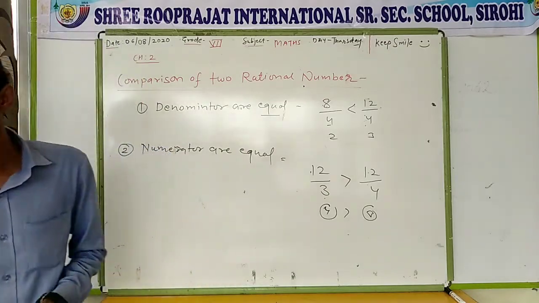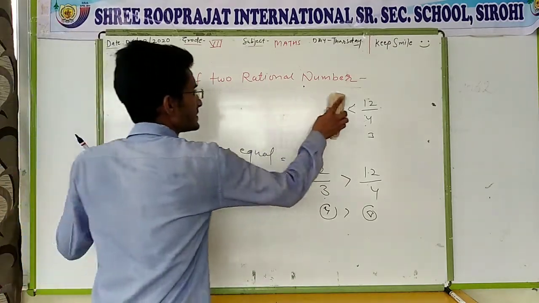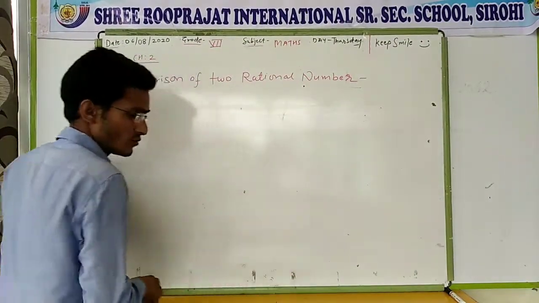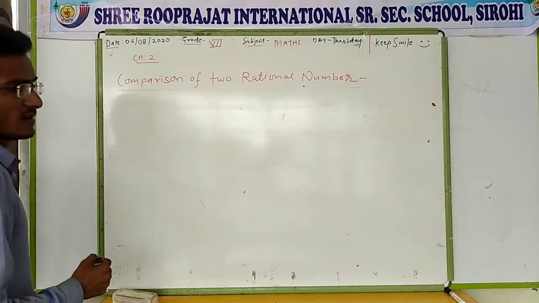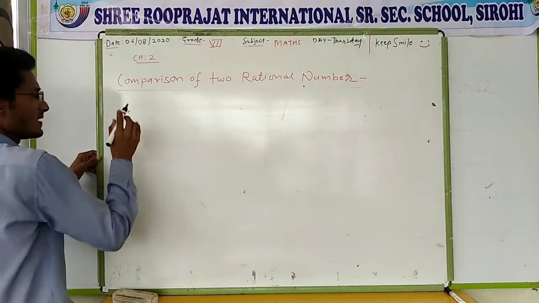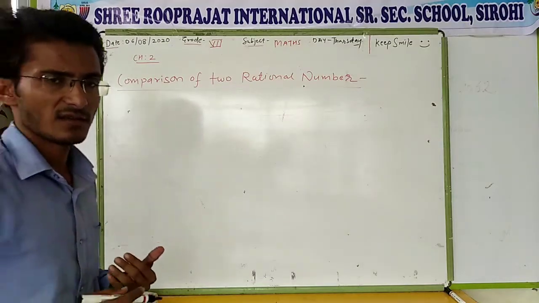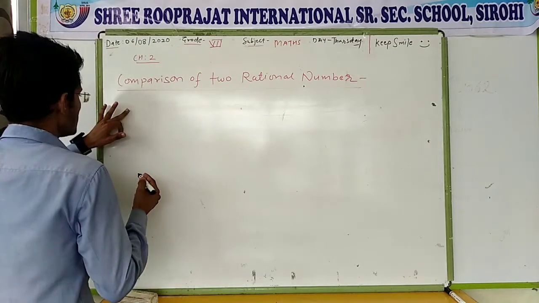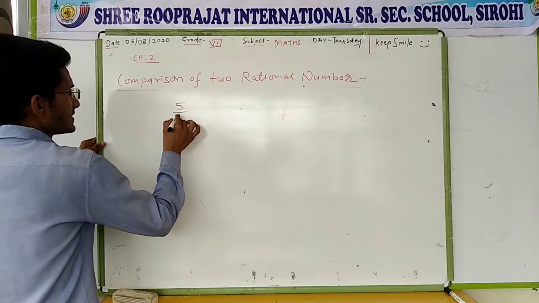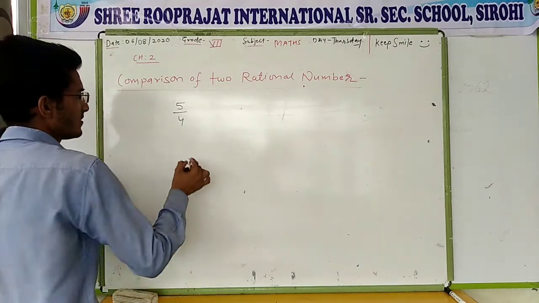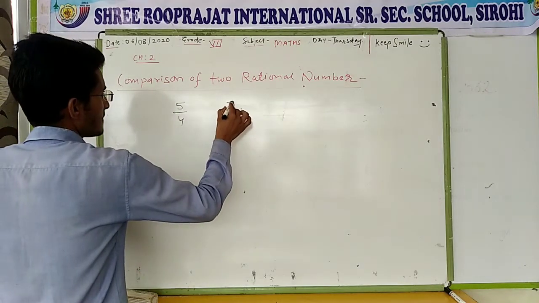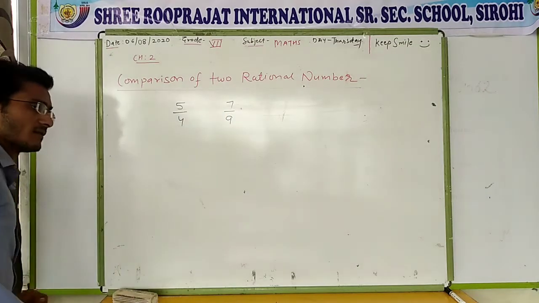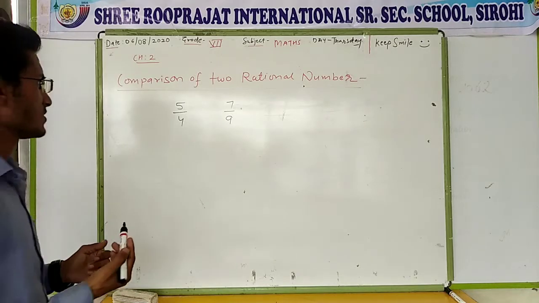And the last one and most important, when nothing is similar, neither denominator nor numerator. In that case, we have to change and make either the numerator or the denominator equal. Suppose there are two rational numbers, the first is 5 by 4, and the second one is 7 by 9. Now which one is greater? So we have to solve.